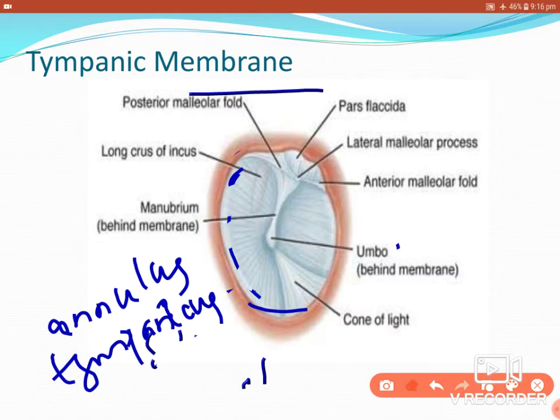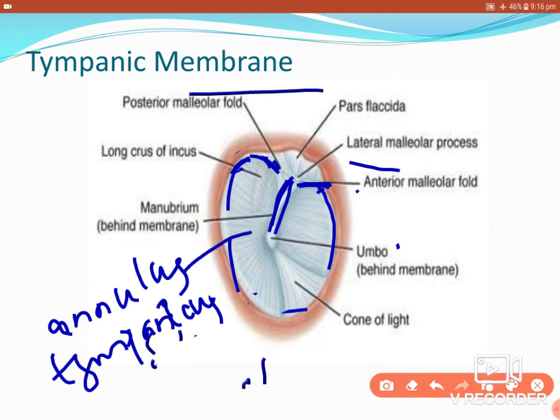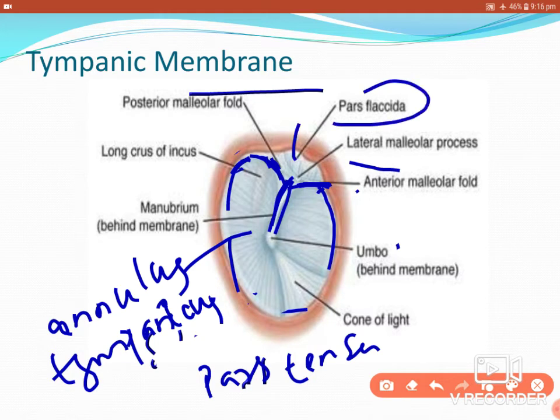In the upper part there are two notches in this rim, where you can see the attachment of the anterior and posterior malleolar folds. These mucosal folds are due to the lateral process of the malleus. This is the handle of the malleus. The entire part of the tympanic membrane here is called the pars tensa. The part of the tympanic membrane between the two malleolar folds is the pars flaccida.